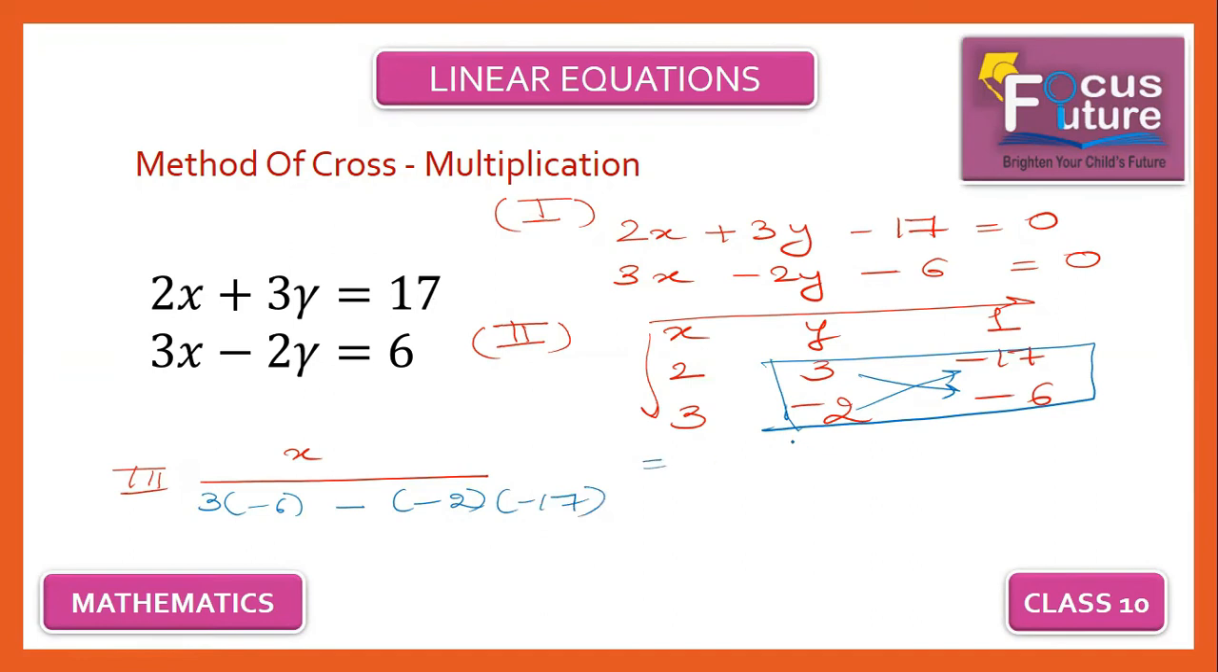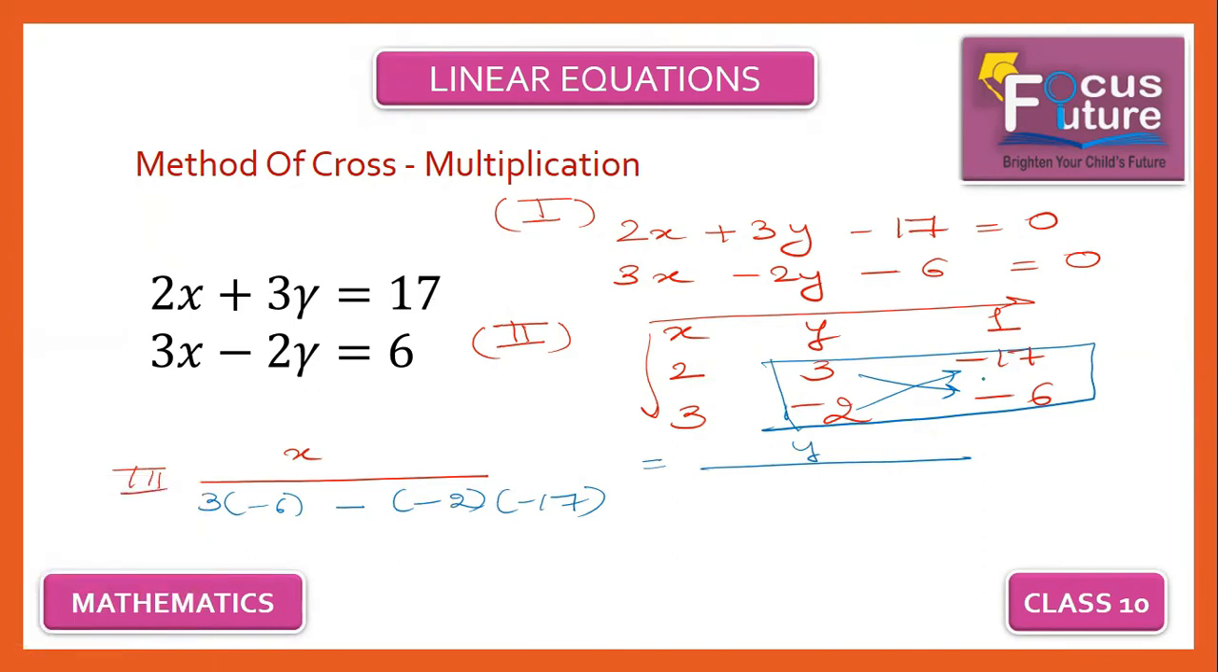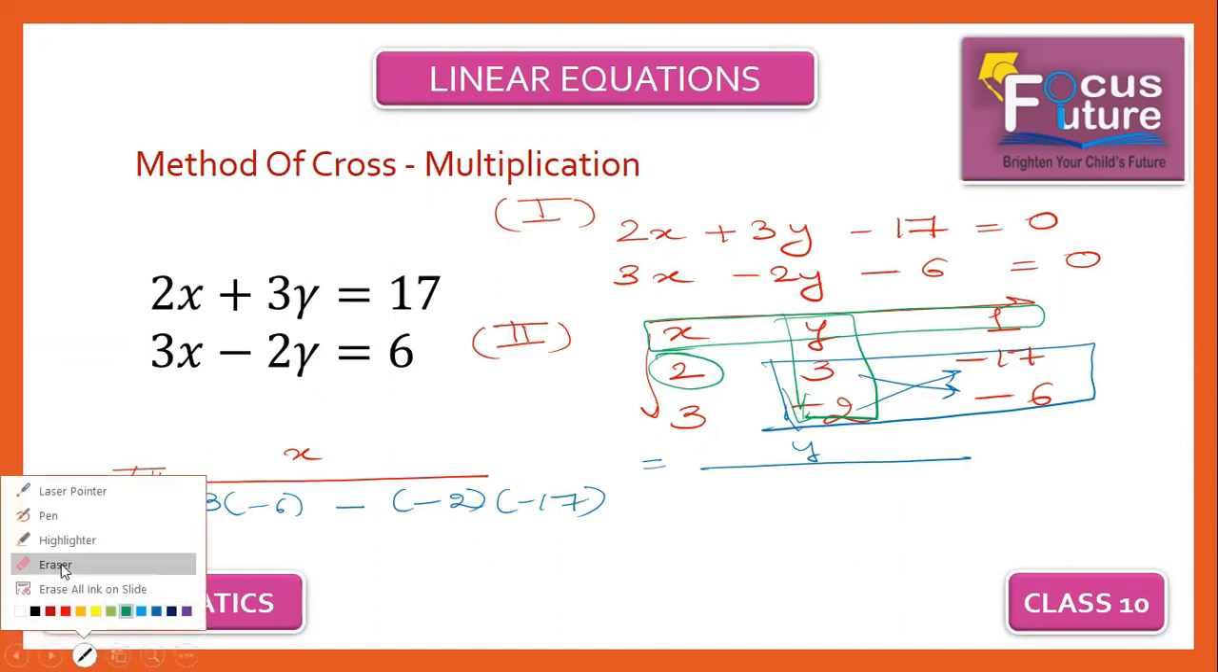What about y? On y, what would you do? For y, you would just leave this part and this part. Now you would cross multiply this. Let me just do this y part differently. Let me just erase it for you.